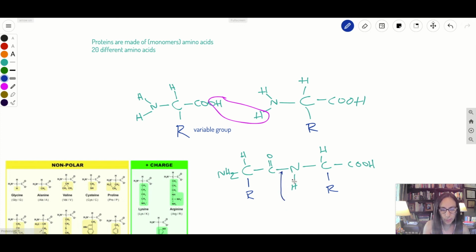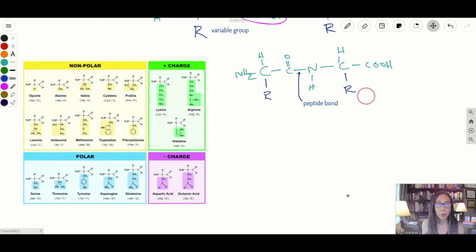Okay, so this bond right here is called a peptide bond. And so this is one amino acid attached to another amino acid, held together by a peptide bond. Okay, and when you have a long string of amino acids, that is called a polypeptide. And a polypeptide is another way of just saying a protein.